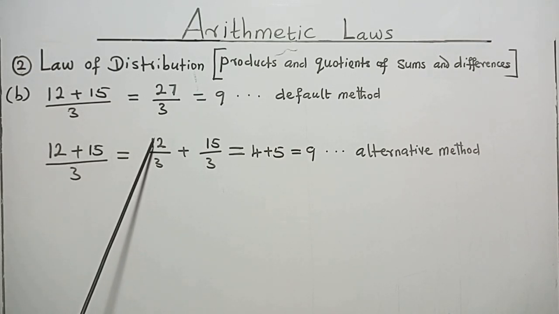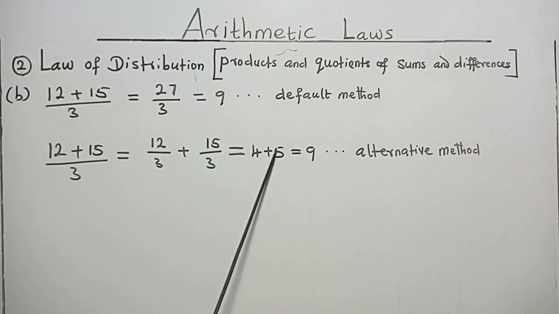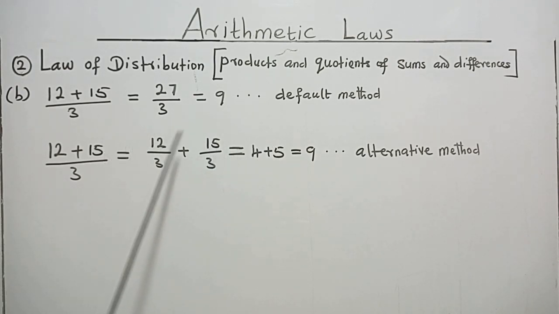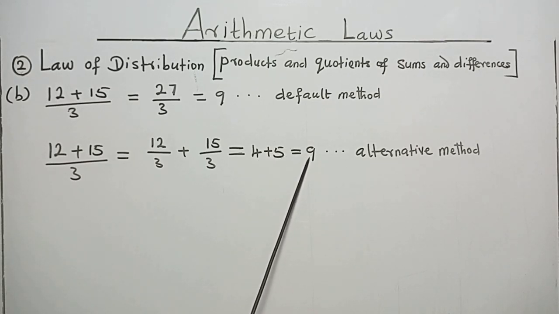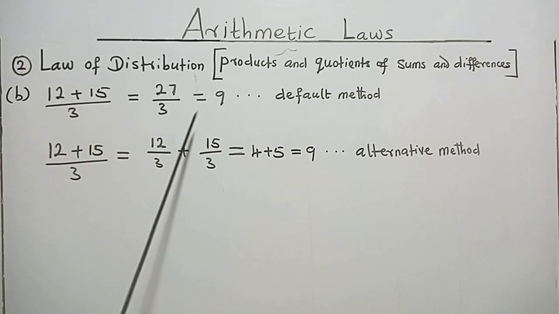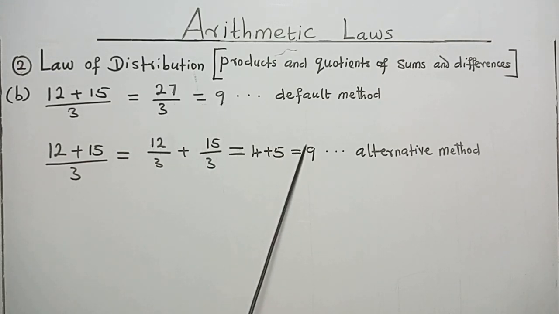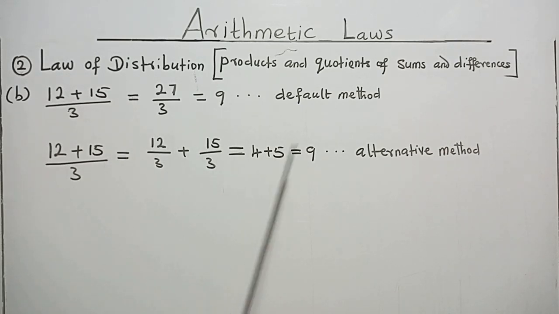When 3 divides 12, the answer is 4. When 3 divides 15, the answer is 5. So the thing has become 4 plus 5 and the answer is still 9. It means that with this method we got 9. With this method we still got the same 9. The two methods are different and yet the answer is the same.